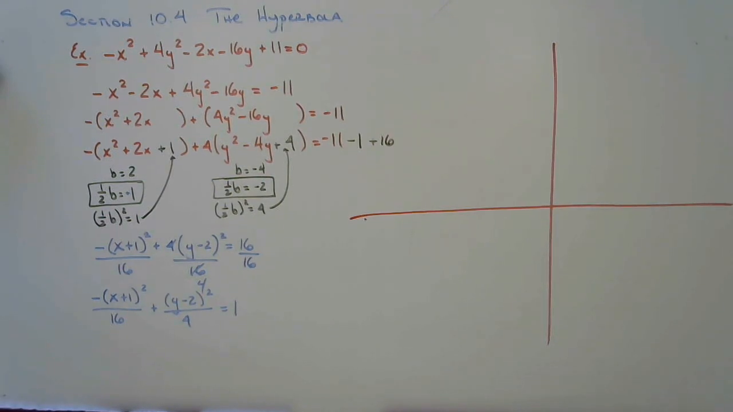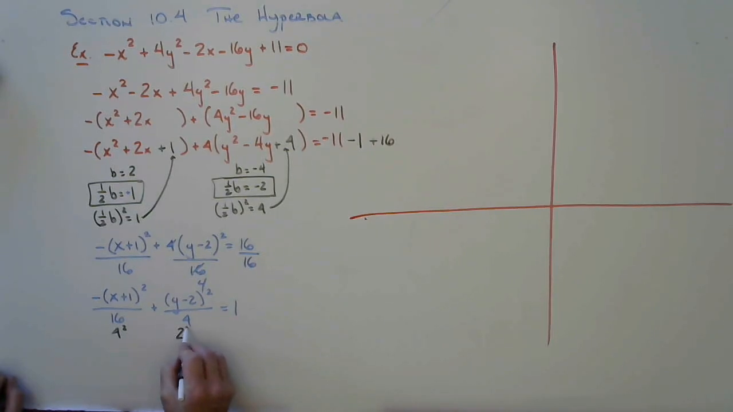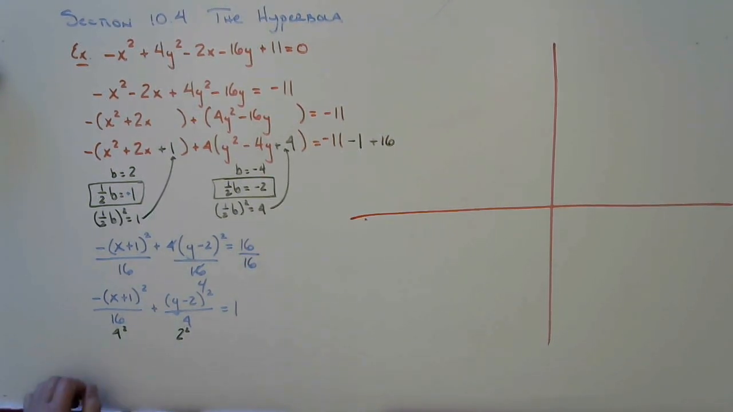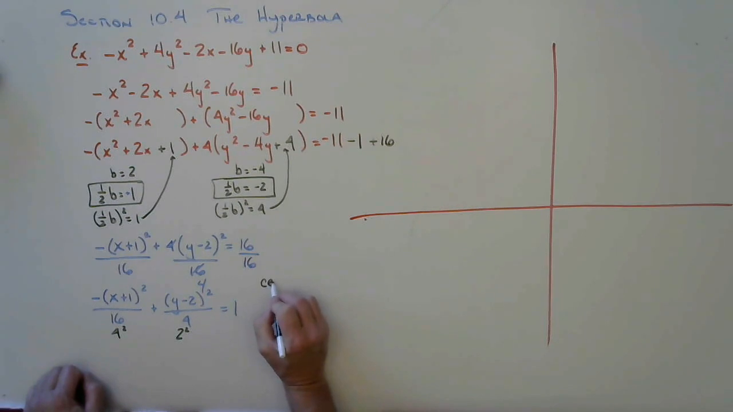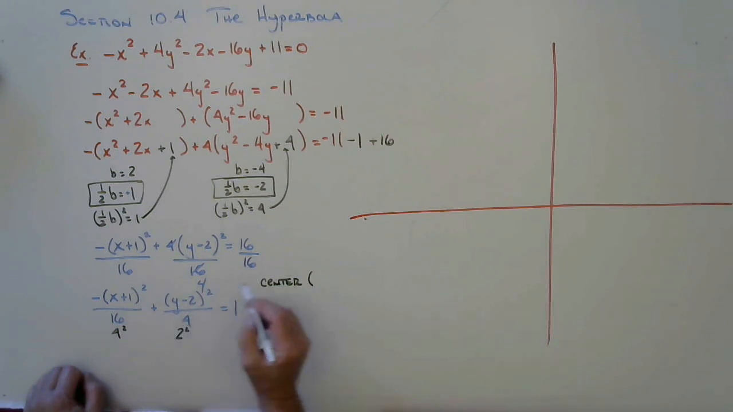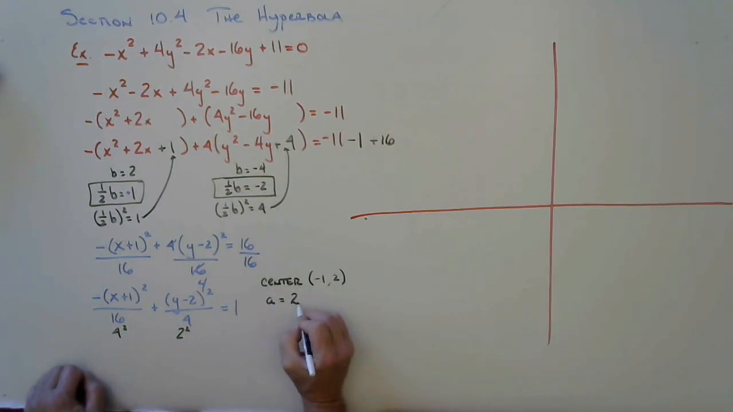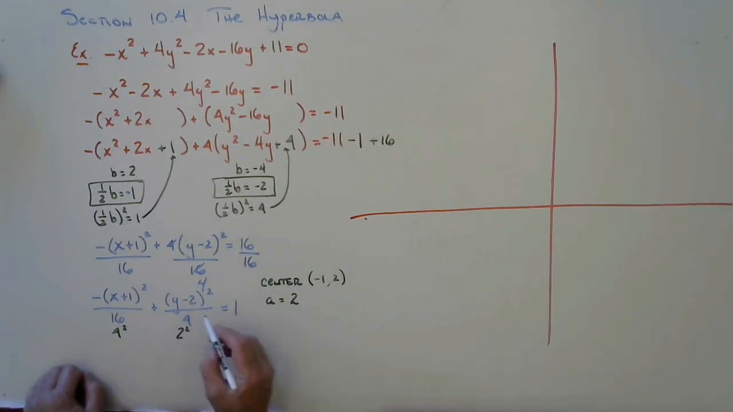Now, I'm going to write this as 4 squared, isn't it? I'm going to write this as 2 squared, isn't it? Which one of those is A? Which one is A? A is 2. Because remember, A is under the positive one. So here's what we know right now. We know our center, don't we? We know where our center is. Our center is negative 1, positive 2. We know A is 2 because it's under the positive term.